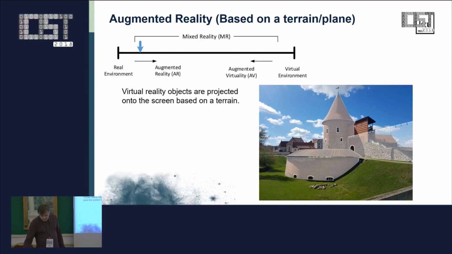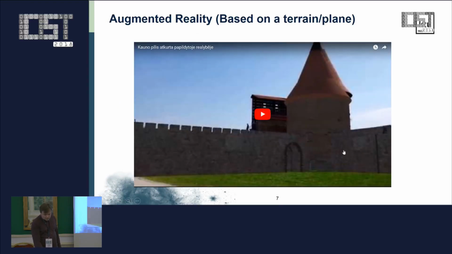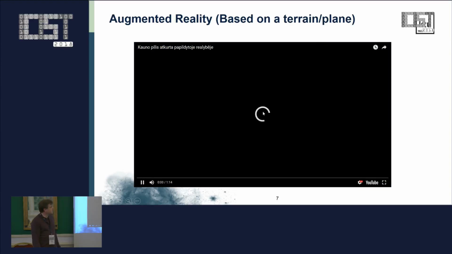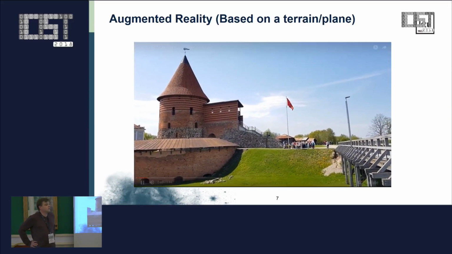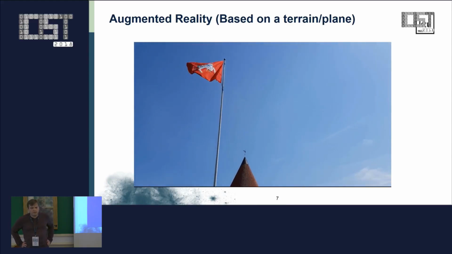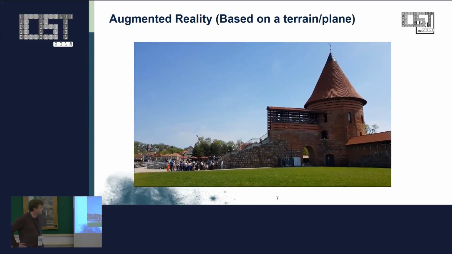Also, we can have augmented reality based on the terrain or planes. The technologies can now distinguish a plane, and we can put various objects there. So here you will see our old castle, and how we tried to augment it by adding historical walls.